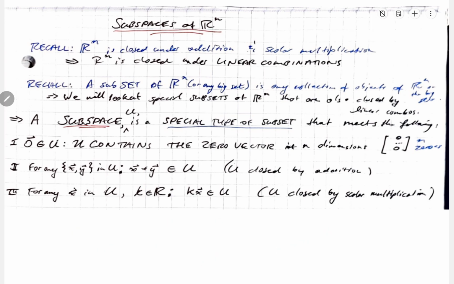And then it's going to inherit the rules from the big set. For any 2 vectors in the subspace, the sum of those 2 vectors will still be in the subspace. So it follows the closure by addition rule we covered earlier. And for any vector in the subspace and any scalar k that is an element of the real numbers, if we multiply them together, the product will still be in the subspace. So it inherits the scalar multiplication closure property.